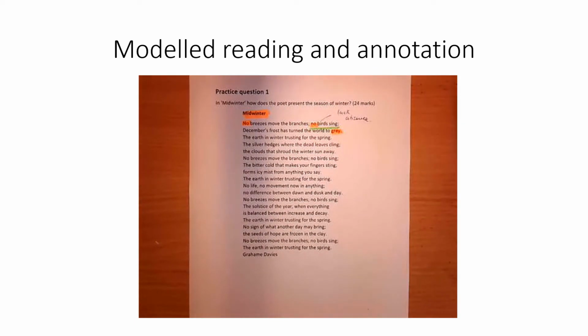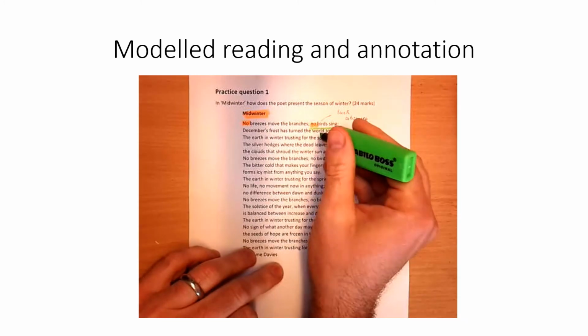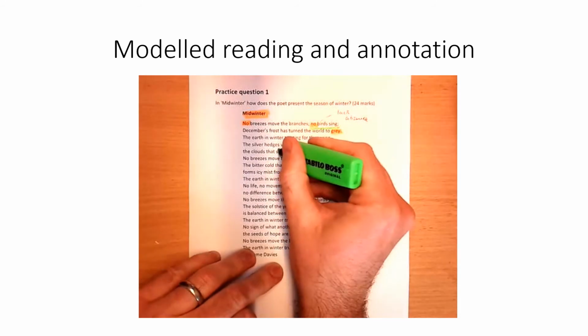As we carry on, we'll have a look at what else we find. The earth in winter trusting for the spring, the silver hedges where the dead leaves cling, the clouds that shroud the winter sun away. Again, there are some interesting things that jump out, or might jump out to you there. For me, it's the language of death. We have the word dead, but also we have the word shroud.